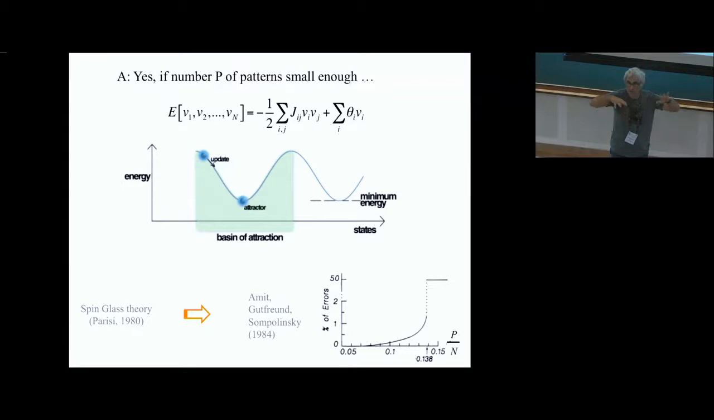And of course, the larger the network, the more fixed points you can have. There is a critical ratio, which is 0.14. If you are above it, you cannot do that with this specific rule.